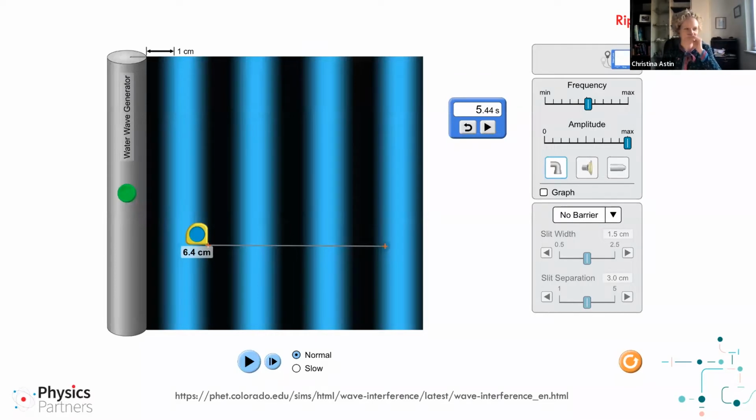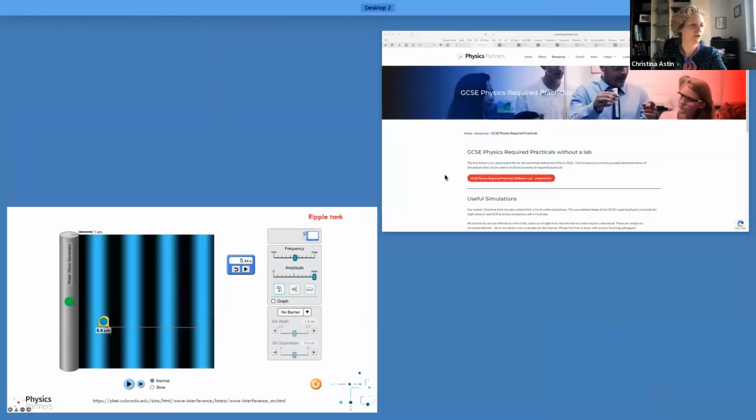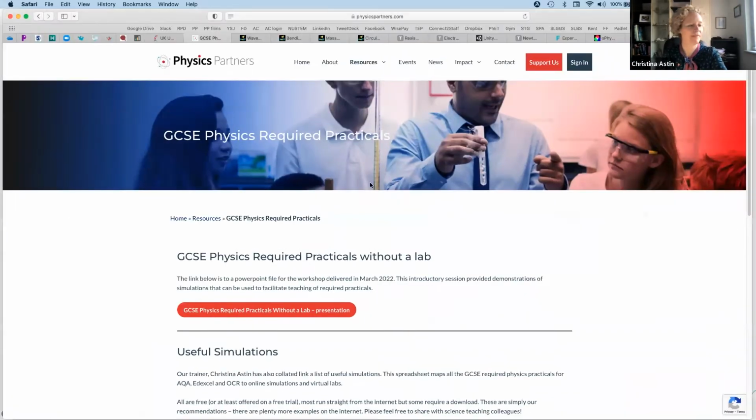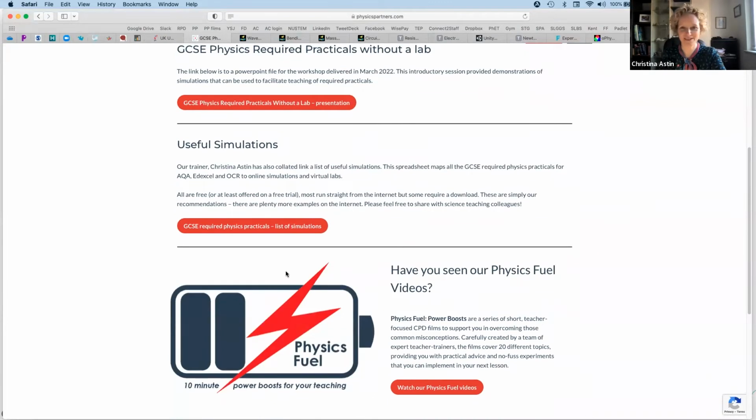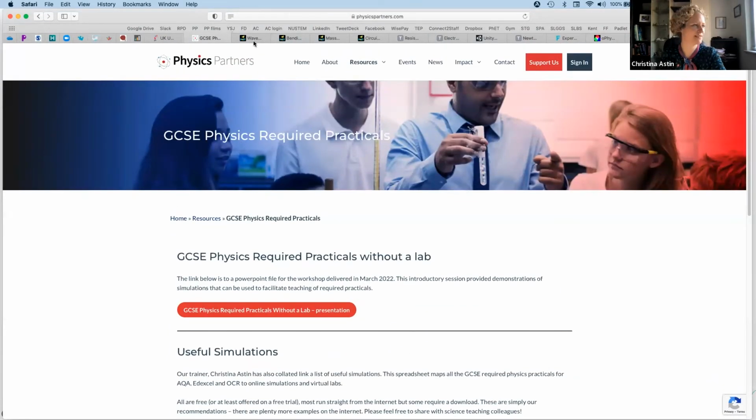I'm just going to hop between a couple of screens here, so I hope that works. And I'm sure Brian will shout at me if I get anything wrong. I've grouped the simulations by developer, so we're going to have a look at a few of my favorite PhET simulations first, and we're going to start with the ripple tank. By the way, that's the page on the Physics Partners website that shows you where the practicals are, including this presentation, which you can access.